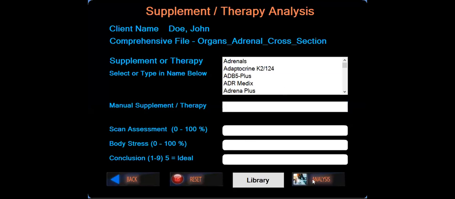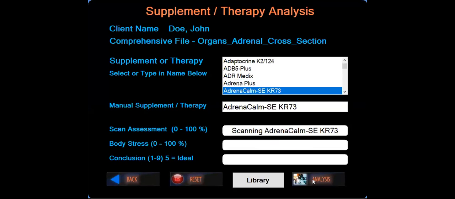We can then hit analysis, and what it's going to do is scan through all of the different products from the professional lines that are available at Whole Life Clinic to be able to determine, well, in his case of adrenals, is there any of these medications that are going to do any good for him? Are there anything in here that seems to match up to his adrenal need? And you can see that it's going to scan through item by item.